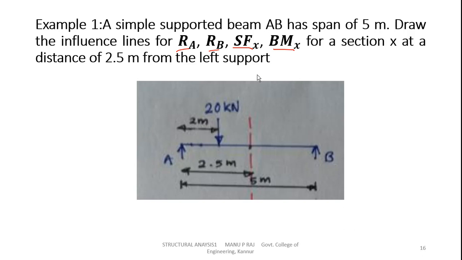We have a beam AB, a simply supported beam, and there is a point load of 20 kilonewton at a distance of 2 meters, and we are asked to find the influence line for shear force, bending moment and reactions at A and B at a section 2.5 meters. The total length of the beam is 5 meters.